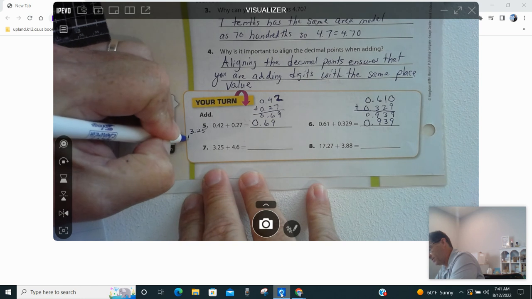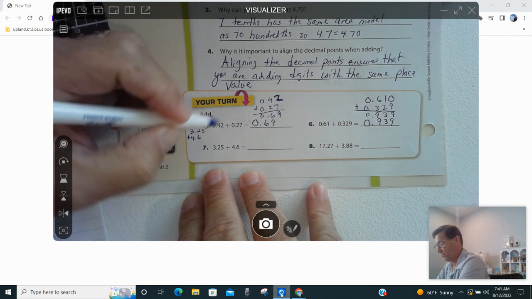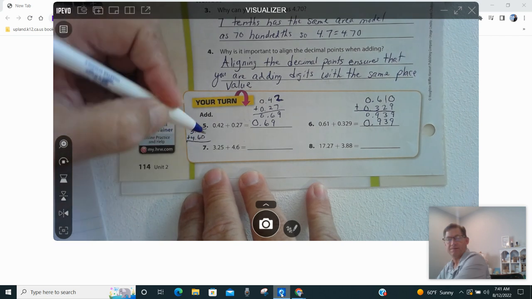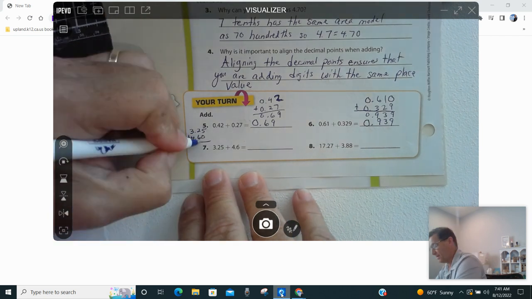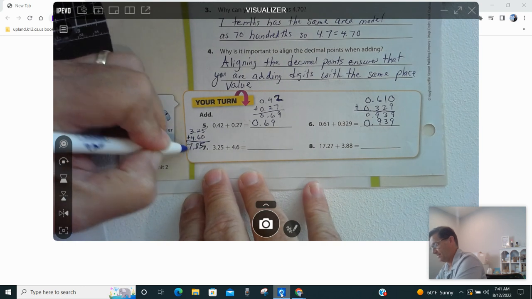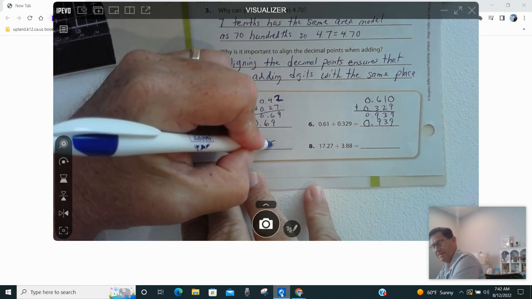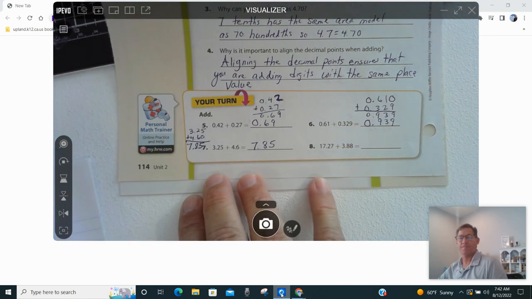Three and 25 hundredths plus 4.6. We've lined up the decimal points. We can add a placeholder 0 and just add 5 hundredths, 8 tenths, 7 ones. So 7 and 85 hundredths.